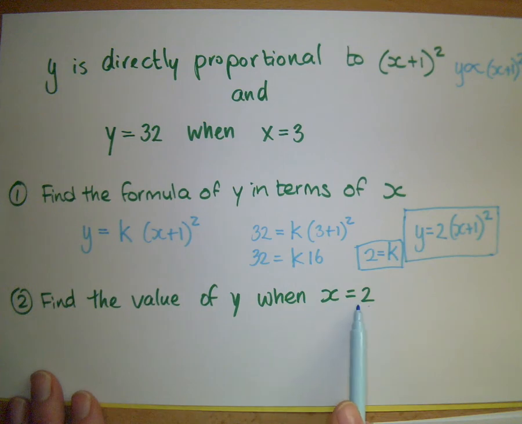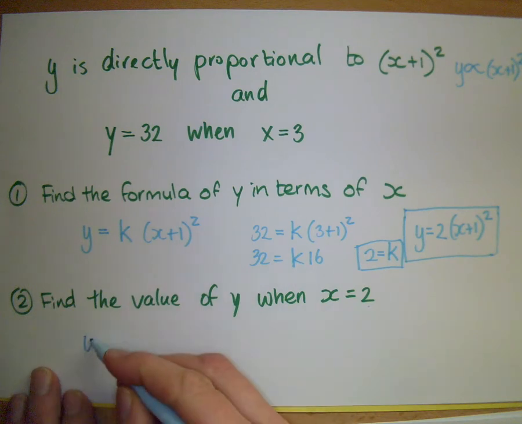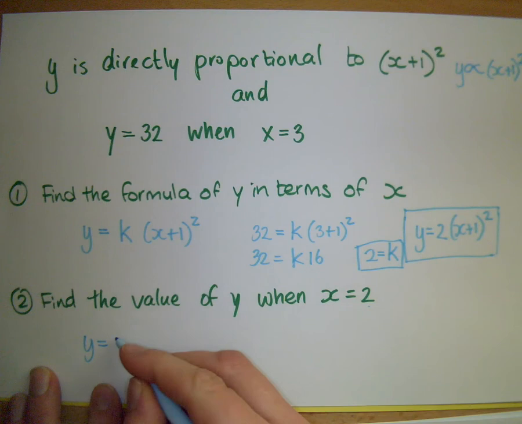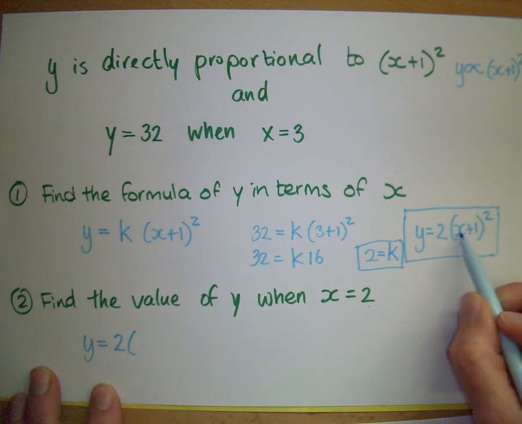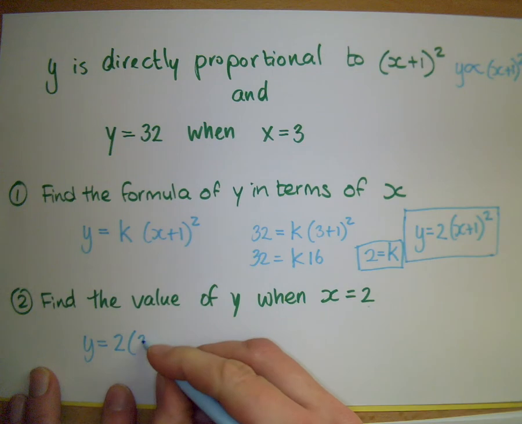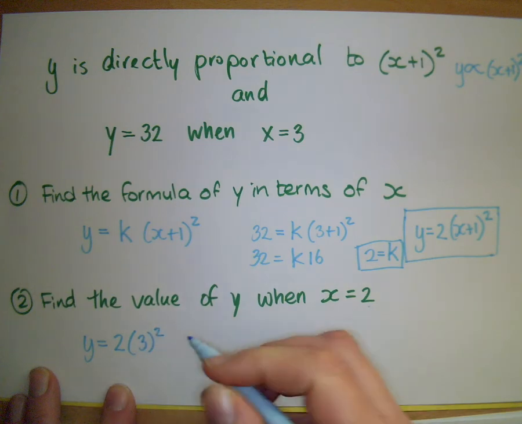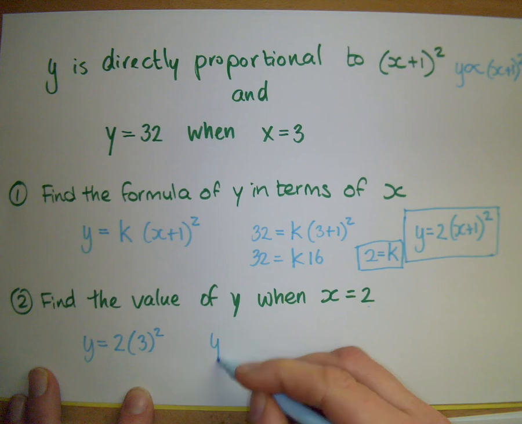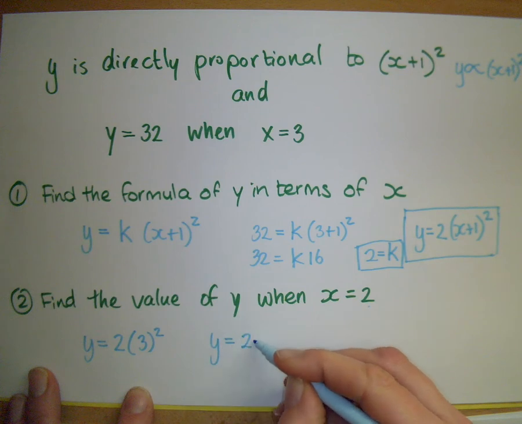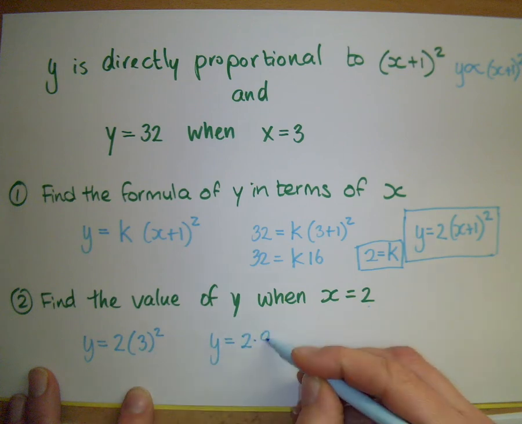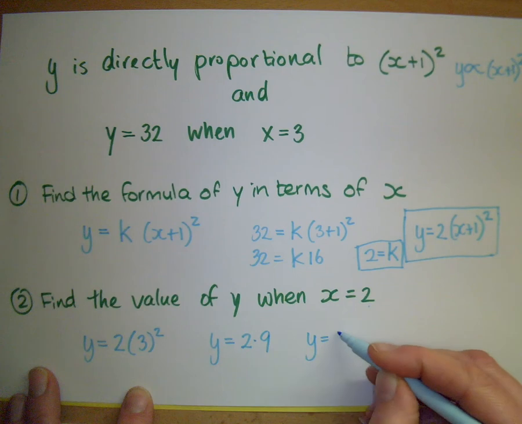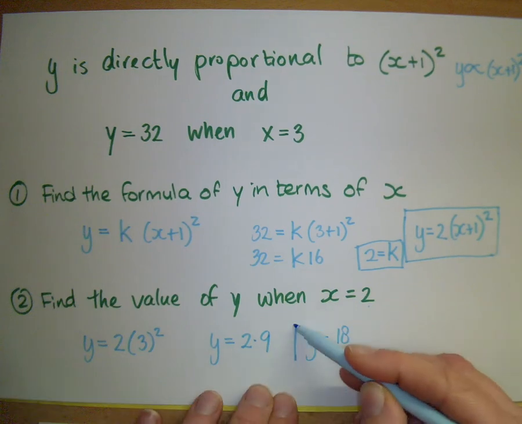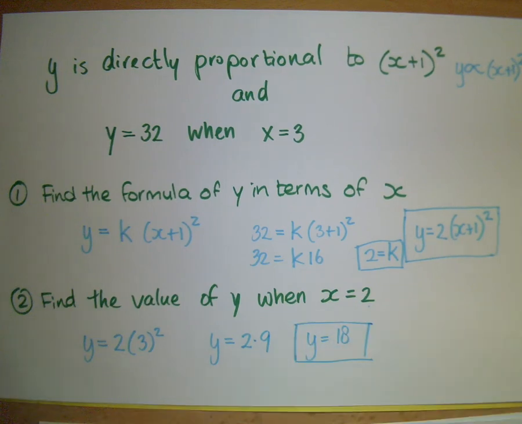So we plug in x equals 2, right? Y equals 2 times, when x equals 2, so 2 plus 1 would be 3 squared. So y equals 2 times 3 squared is 9. So y equals 18. That is our answer there.